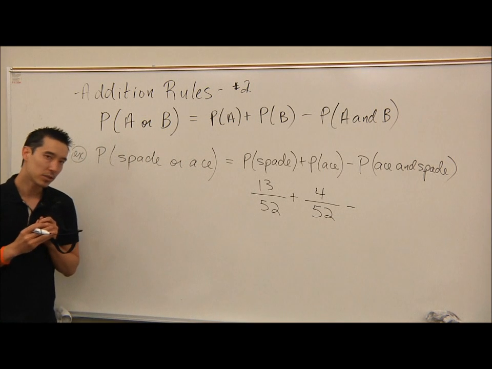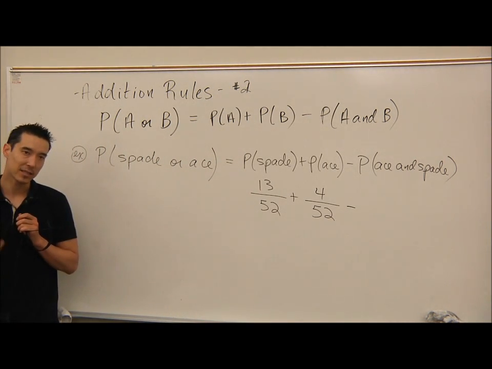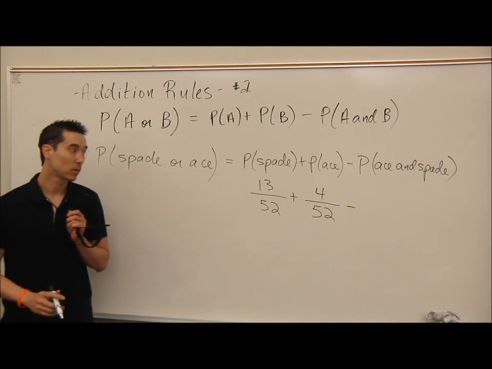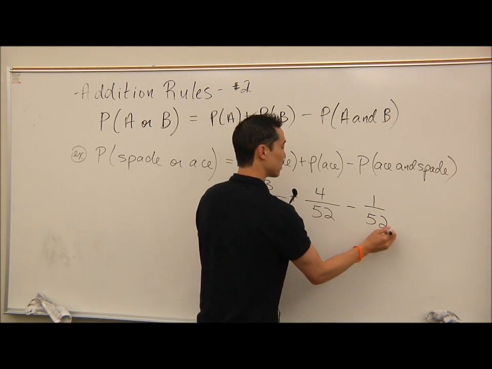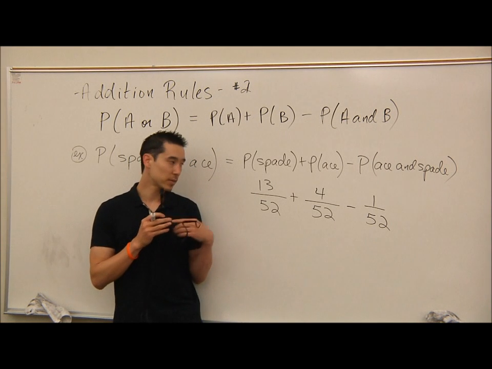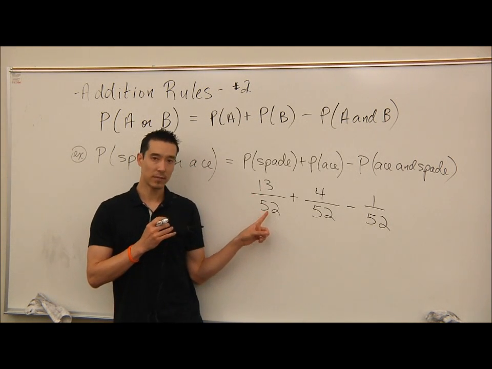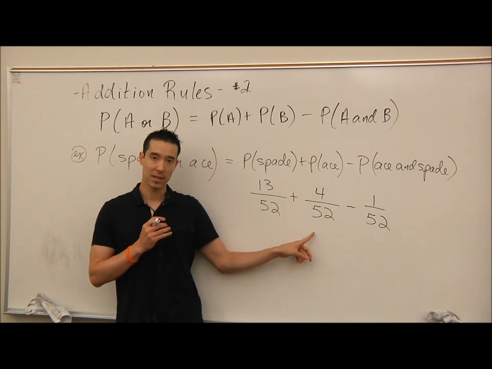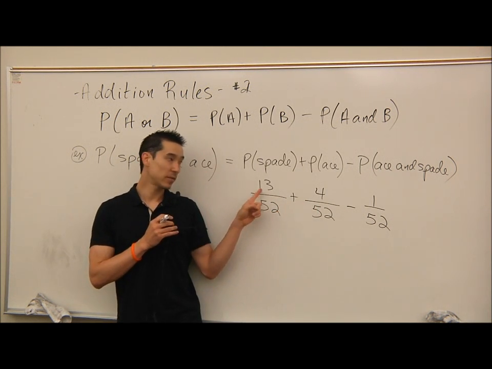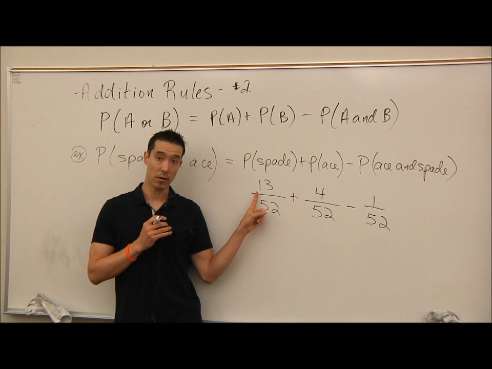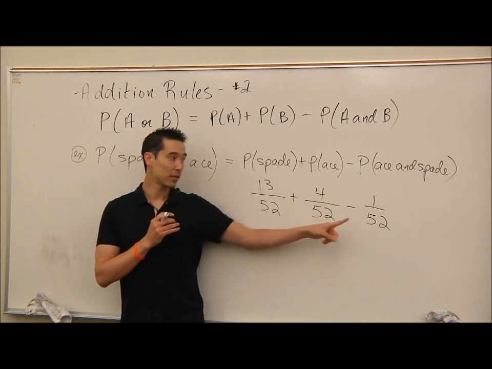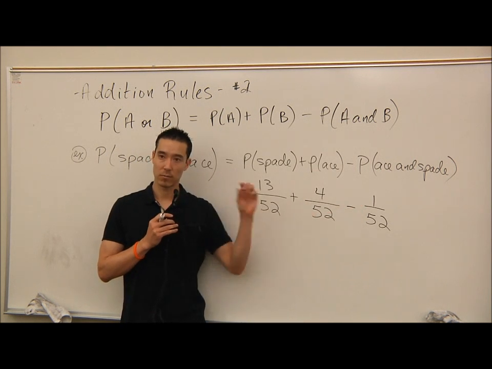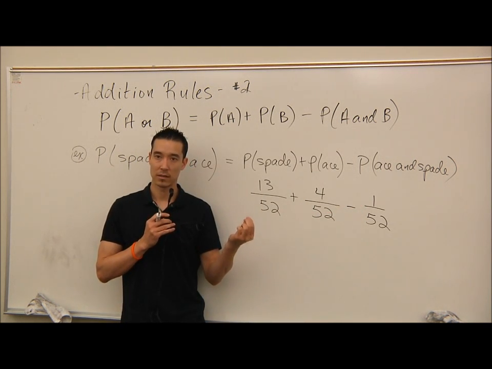How many cards do we have both an ace and a spade together at the same time? There's just the one card, right? The ace of spades. Okay? So here's what's happening. I have 13 out of 52 cards, 13 spades. I have 4 aces. But there's one card, the ace of spades, that we've counted twice. We've counted it here with all the spades, and we've counted it here with all the aces. Okay? So that's why we have to subtract off, where we've counted it twice. That's how this rule works.